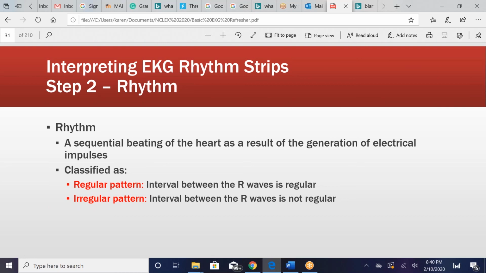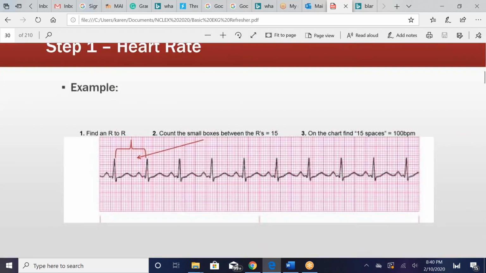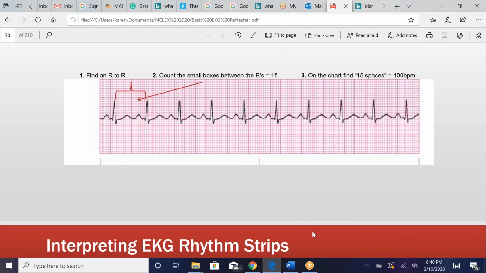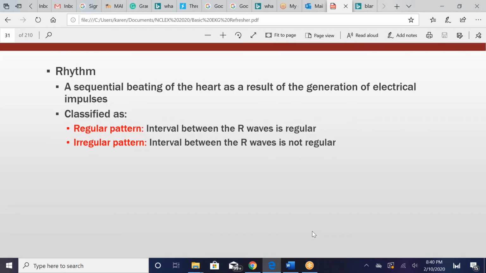So after looking at the heart rate, you're going to look at the rhythm. It's the sequential beat of the heart as a result of the generation of the electrical impulse. So it's classified as a regular pattern. That means the interval space between the R's are the same. You're going to look at the spaces between the R's and ask, are they the same? Look at this. These are the R's, and you're looking, is the space the same as here? Is it the same as here? Is it the same as here? Or is the space the same? And if yes, that means it's regular. If it is not, if some is small, some is large, then it's considered an irregular pattern.